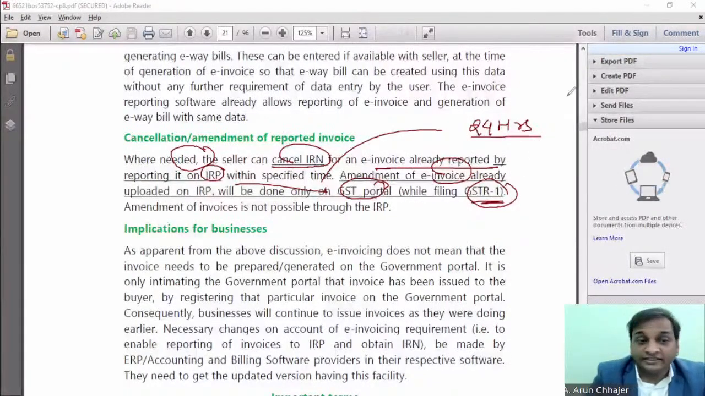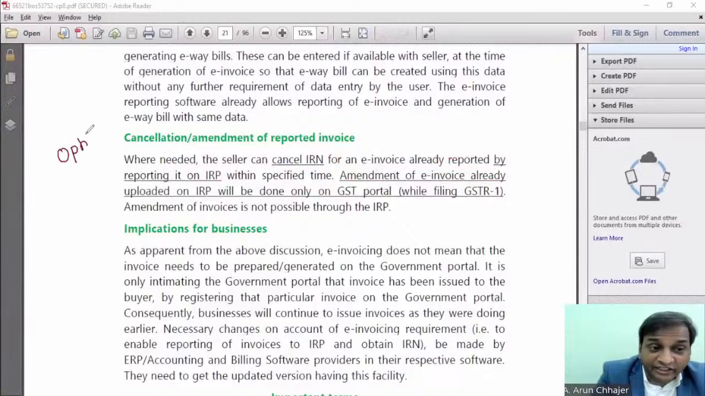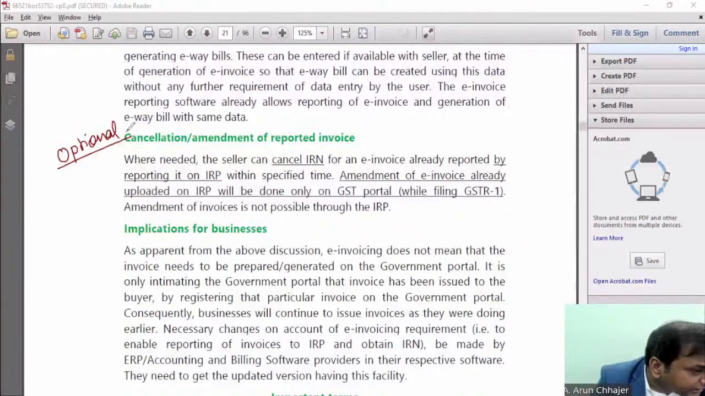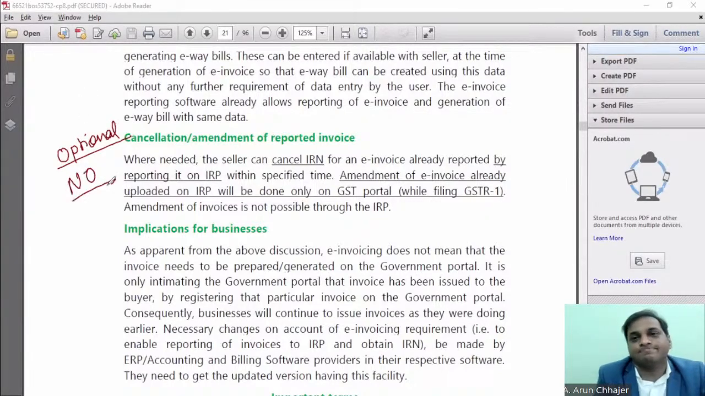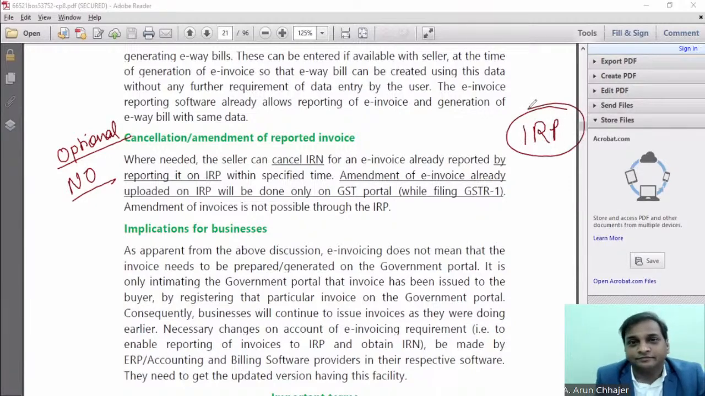Question is good. Whether optional, can I use this facility? Any registered person who hasn't crossed 50 crore in any financial year can issue an invoice. Answer is no. Optional, it is not available. Only if it is mandatory, then only you can register on IRP.